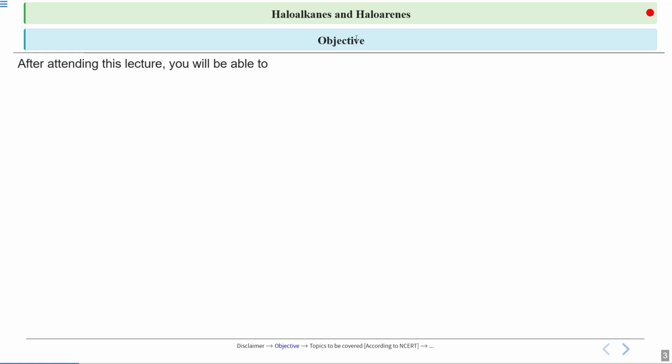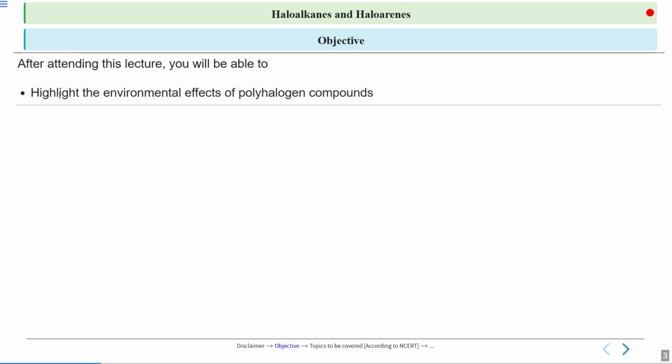Objective. So today's lecture objective: after attending this lecture, you will be able to highlight the environmental effects of polyhalogen compounds. In the previous lecture, we covered some of the polyhalogen compounds along with their environmental effects, health effects, and their uses. Today, we are going to further continue with the polyhalogen compounds along with their uses, environmental, and health effects.